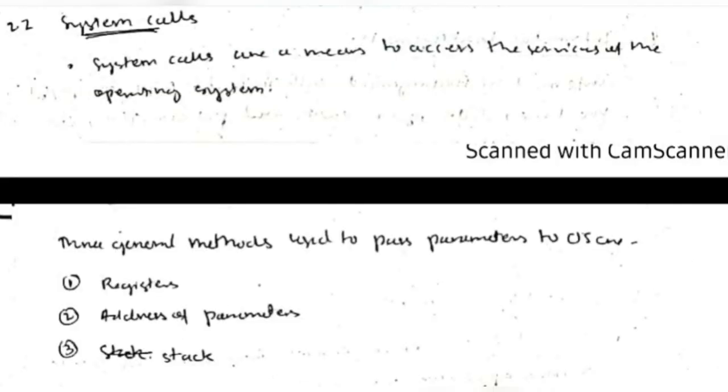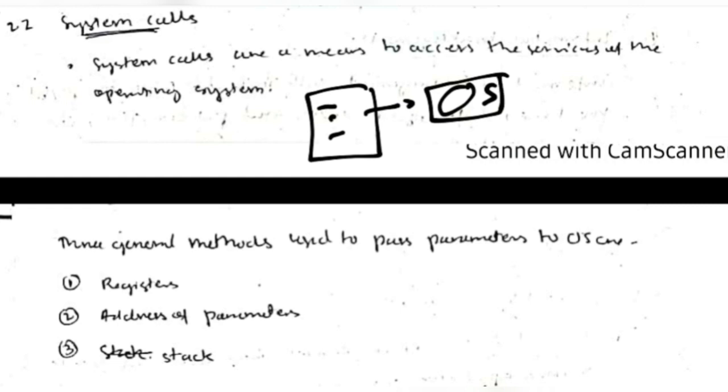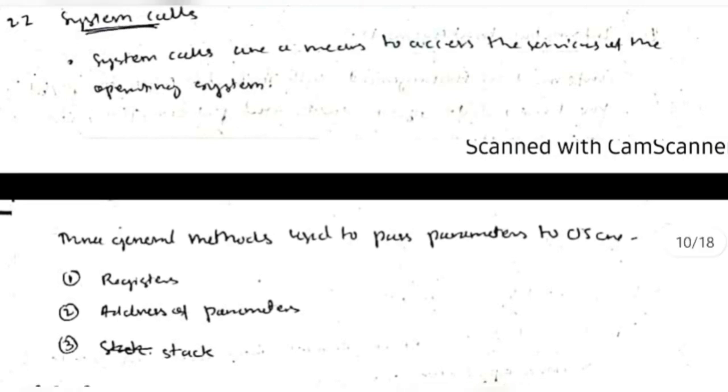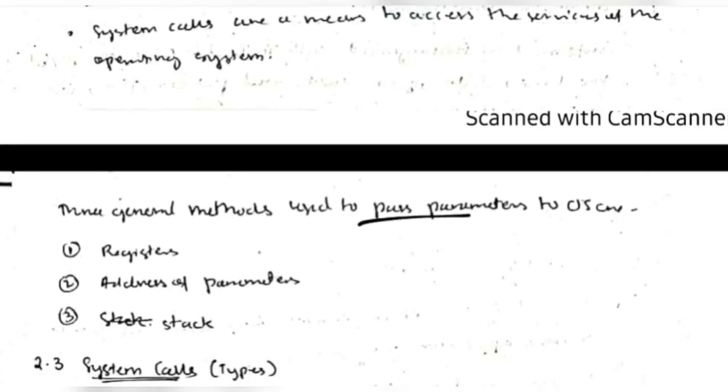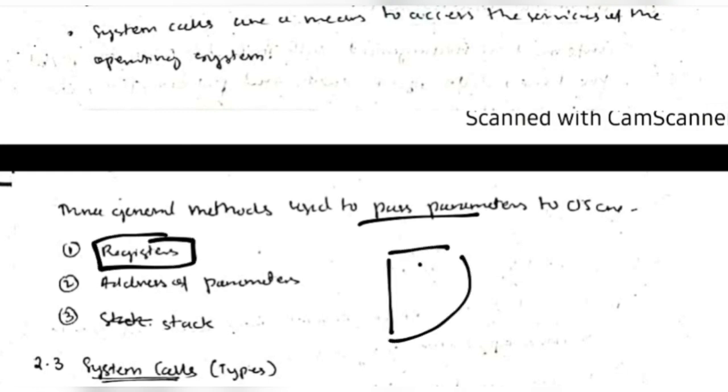Whenever a program is getting executed, if the program requires the functions of the operating system to be carried out, at that time a system call is made. Okay, so there are three general methods of passing parameters. First one is registers. Means whenever a process is there, the parameters, meaning the input and output values, are to be passed to the operating system. The first way is to use a register, to pass the values in the register, and the register will transfer those values to the operating system.